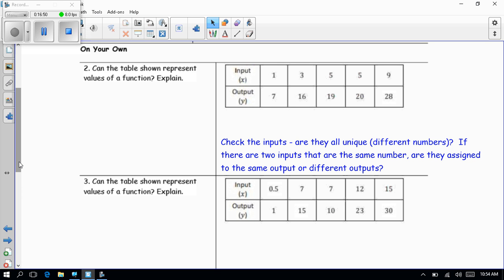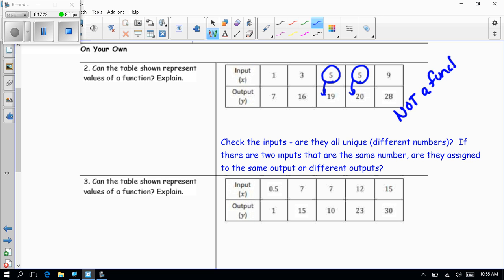Looking at our inputs, we've got 1, 3, 5, 5. We've got two 5s. So we already have a situation where not all of our inputs are unique. Now we have to check the output. See, 5 is assigned to 19 and 5 is assigned to 20. Again, I don't know accurately what prediction I can make with that. I've got two different outputs for the same input, so this is not a function. Again, it's not wrong, but it's not a function.